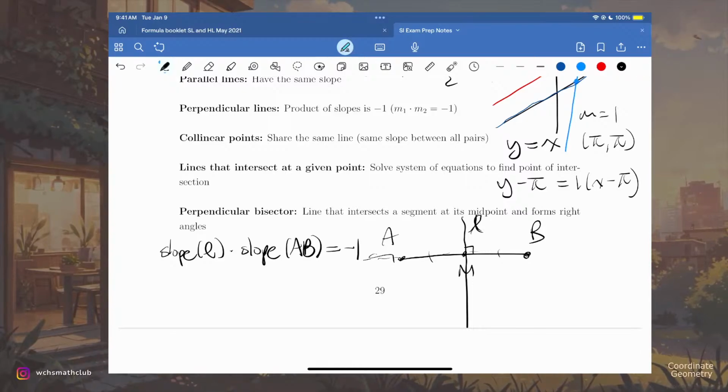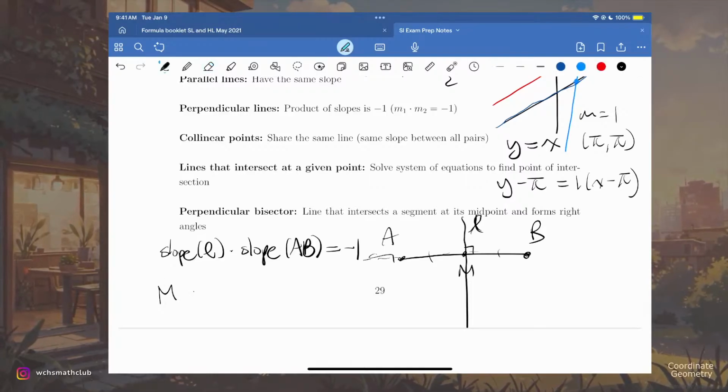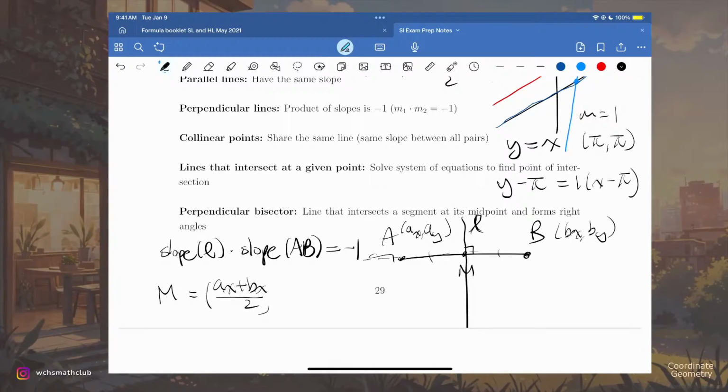And we also know that this line L includes the midpoint M. So we know that M, which we'll call A (ax, ay) and B (bx, by), M is (ax plus bx over 2, ay plus by over 2), and it lies on this line.